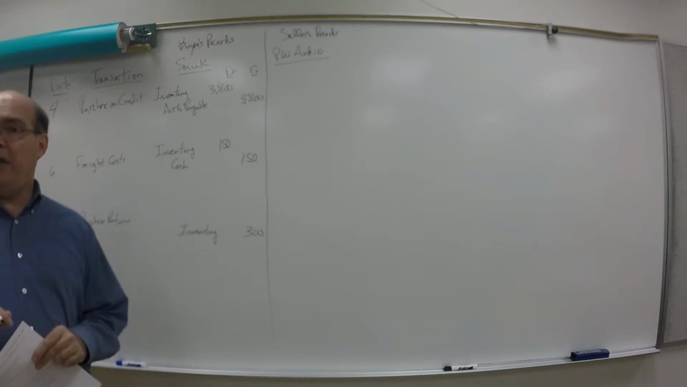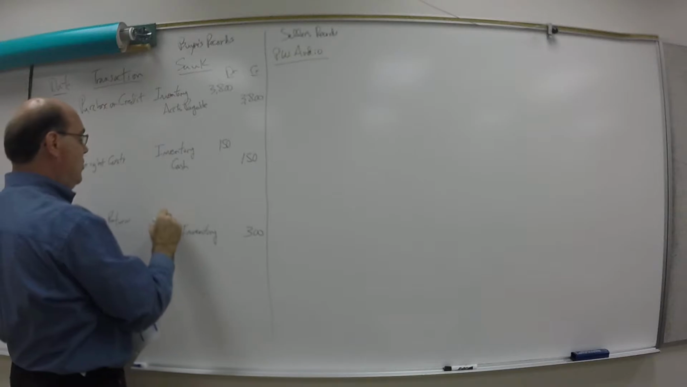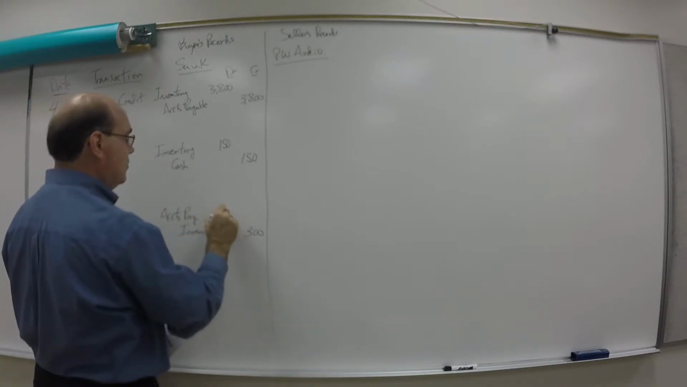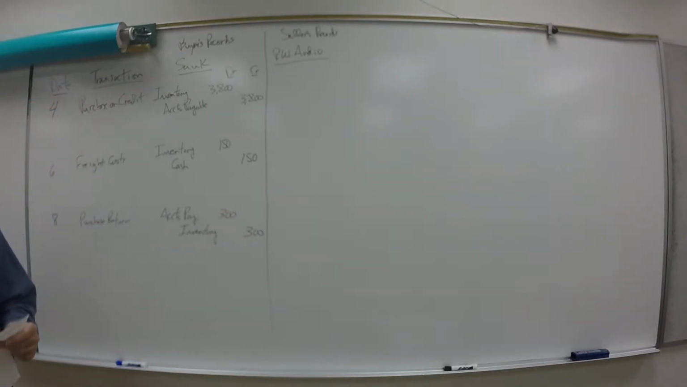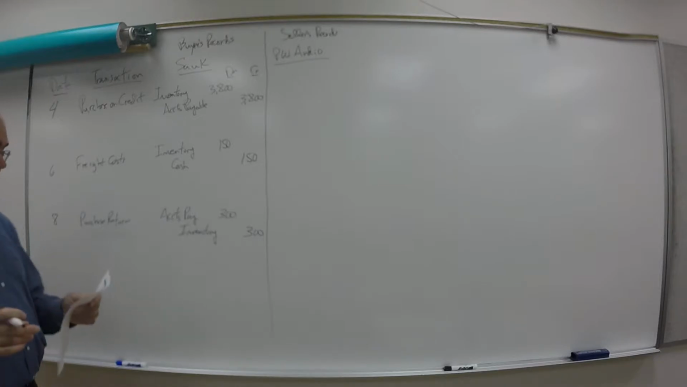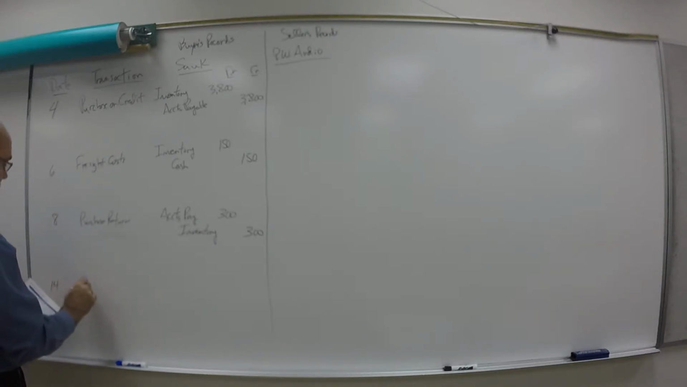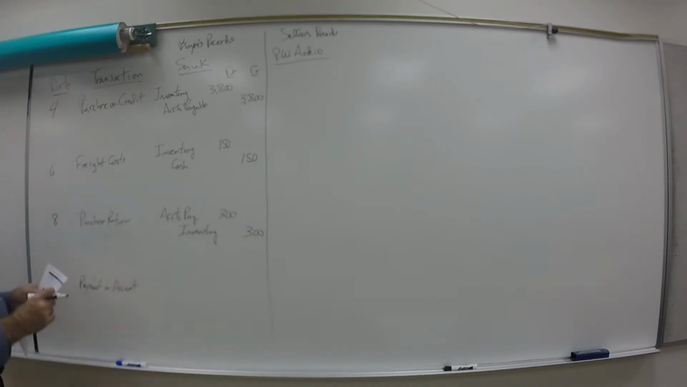But we also don't owe that anymore, right? Because we bought it on credit up here. So if we don't owe it, we don't have that liability. So we're going to take the accounts payable and reduce that by the same amount. So that's a debit to accounts payable. And then finally, down here on May the 14th, we paid payment on account. So we went through and we paid.